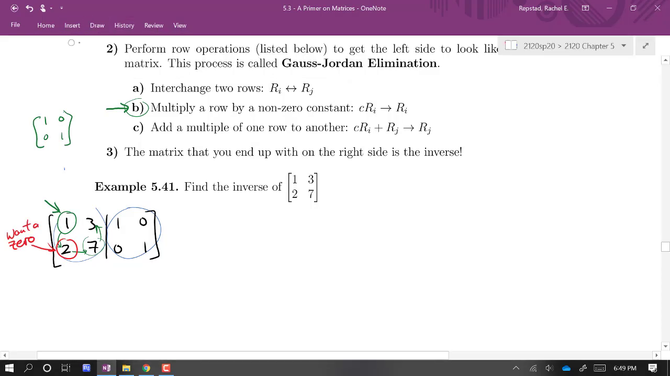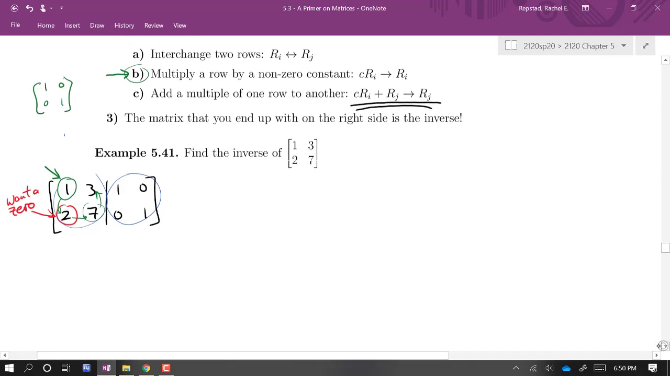And the way we're going to get a 0 is by subtracting 2. We're not allowed to just subtract each number by the same number. Like I can't just say, oh, let's take row 2 and subtract 2. The only way I'm allowed to subtract or add a number is by doing this third operation. I have to add a multiple of one row to another.